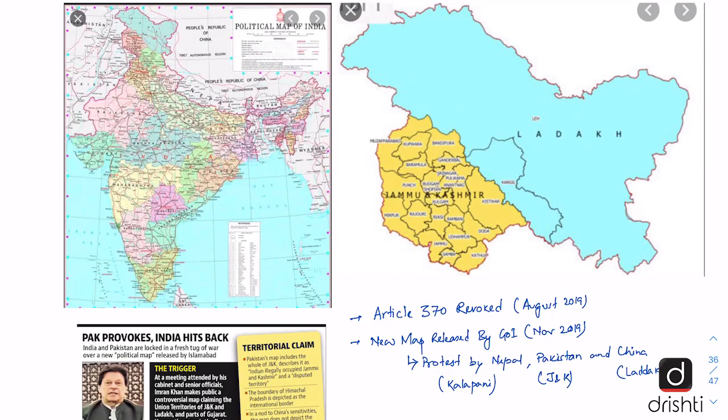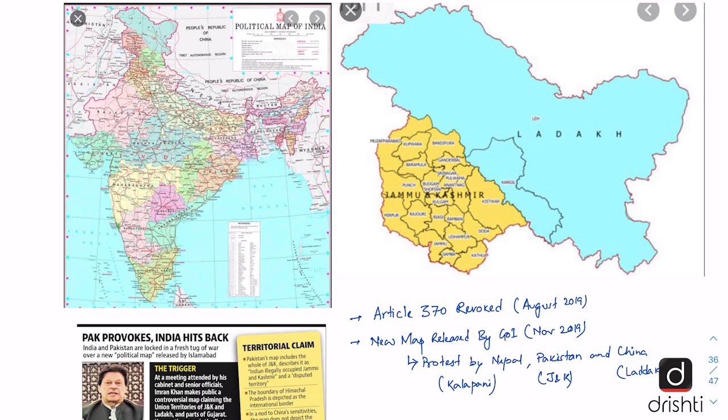So before moving on to the key points of the editorial, let us understand what the issue is all about. So Pakistan has recently released a new political map, and this has become controversial because many territories which are under the possession of India have been shown as part of Pakistan in its new map.